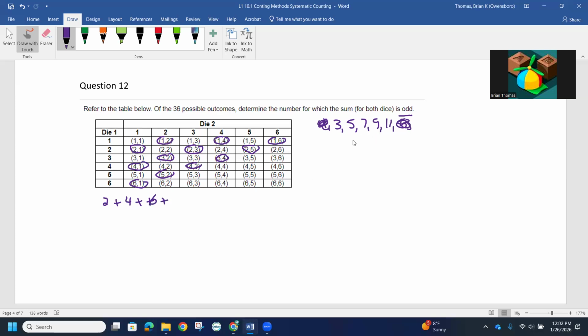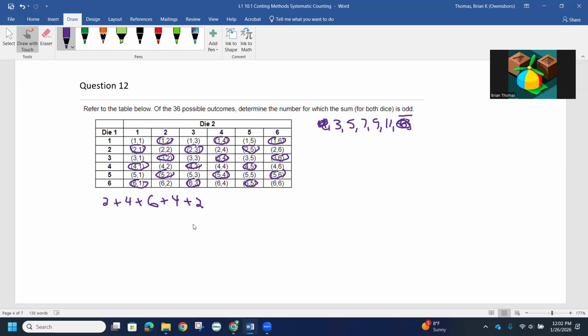Can we roll a 9? Yeah, a 9 would be 3 and 6, 4 and 5, 5 and 4, 6 and 3. So we have four different ways there. Let me clean that up a little bit. That was a 6. That was my nines. And the 11, notice that you could have a 5 and a 6 or 6 and a 5. So notice how we have two different ways to get that.